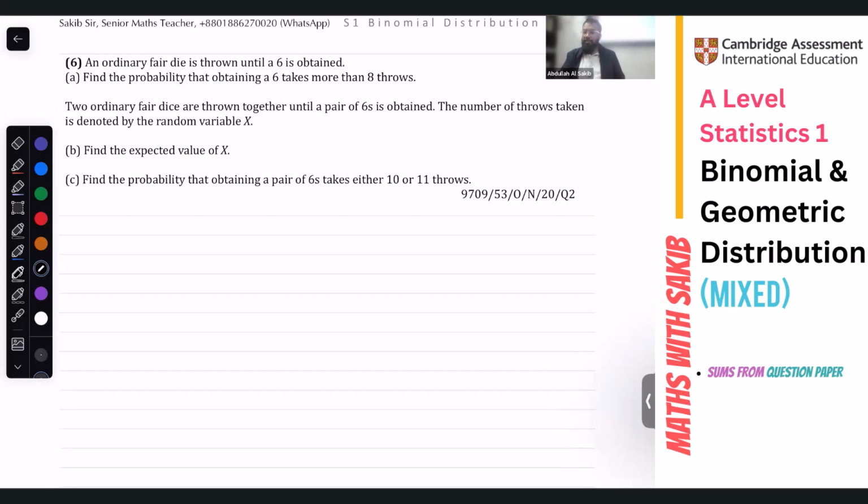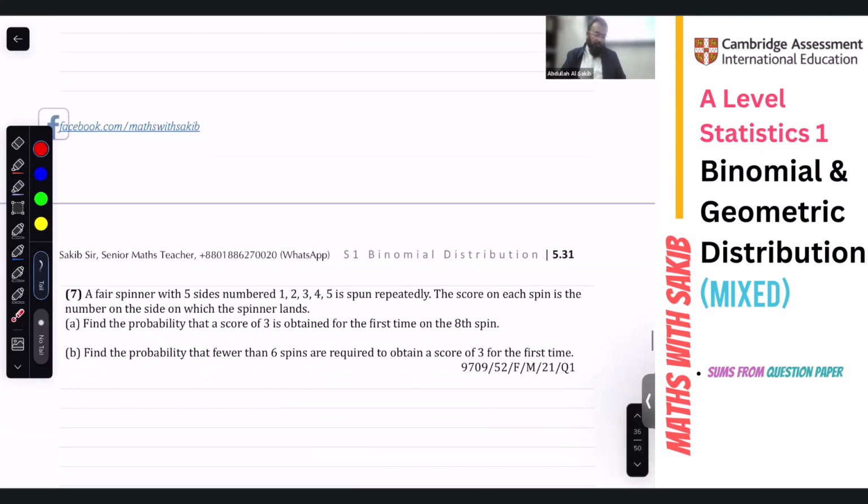Find the probability of obtaining a pair of 6, that means obtaining the success. Now, let's read the question in a different way. Find the probability that obtaining success takes either 10 or 11 throws. That means X will be equal to 10 or X will be equal to 11. We can do it, isn't it? Next, moving to the next question.